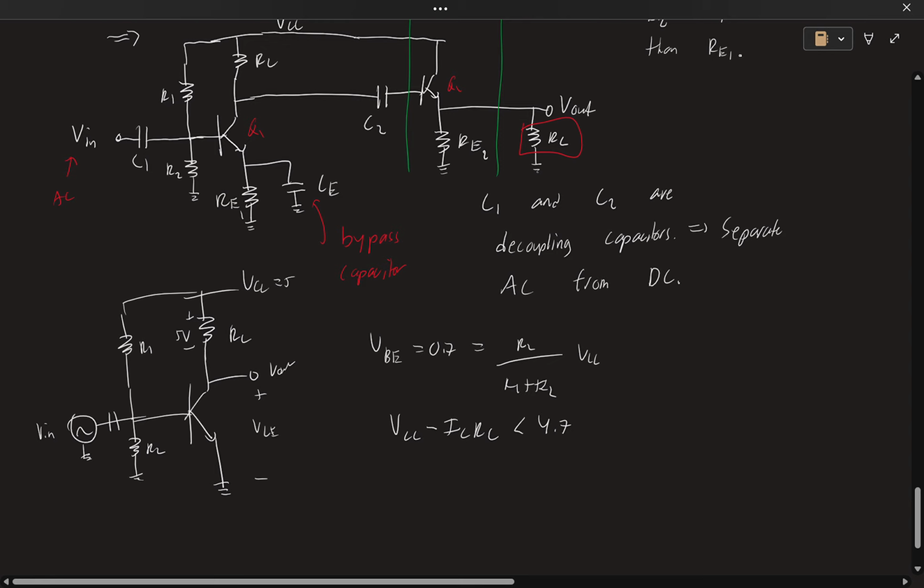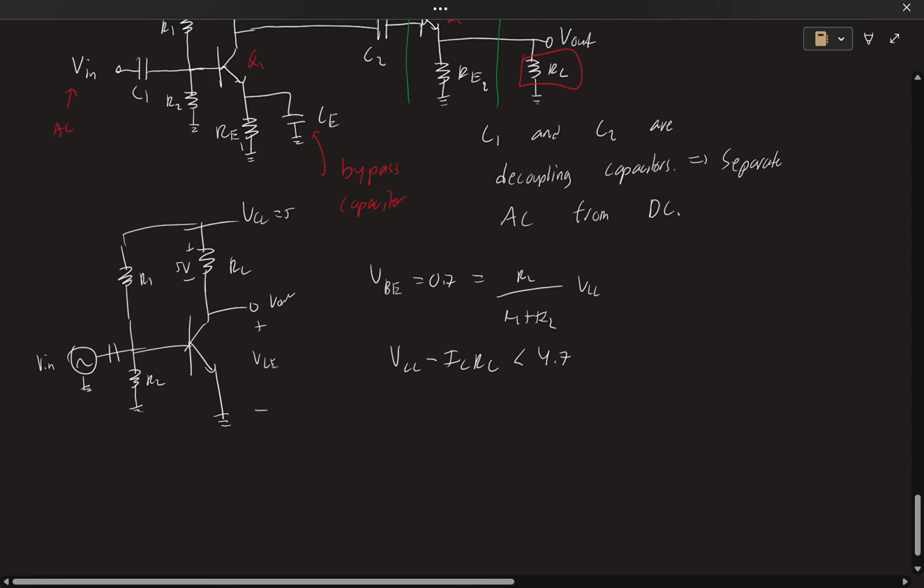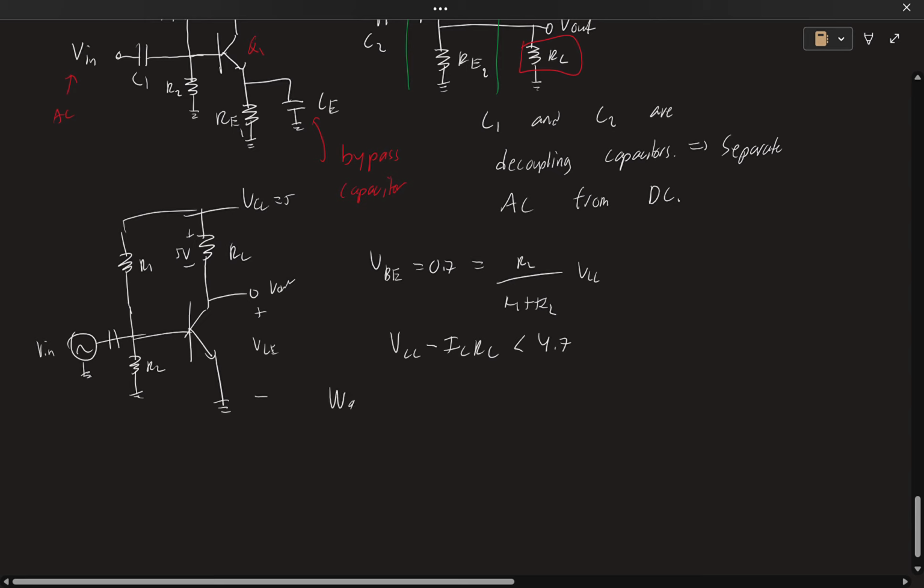Minus IC RC is less than 4.7. Okay, that's great. That's our large signal biasing. Next thing we're going to talk about is, okay, what's the gain? Let's say we want a gain of 10, right?